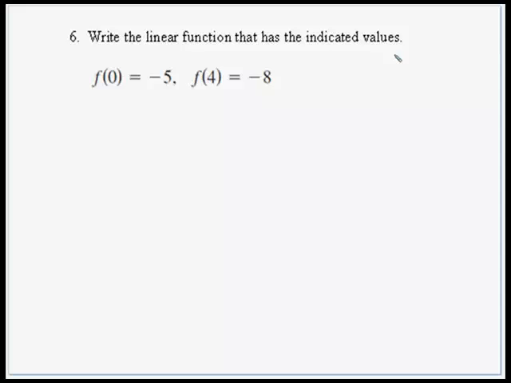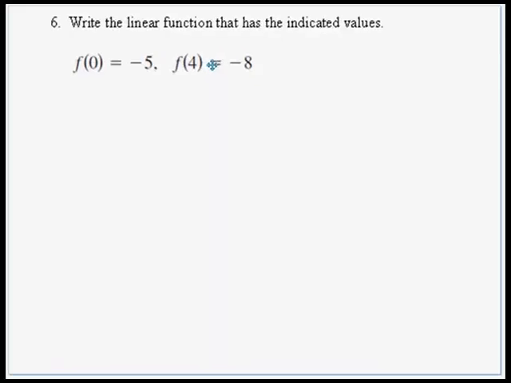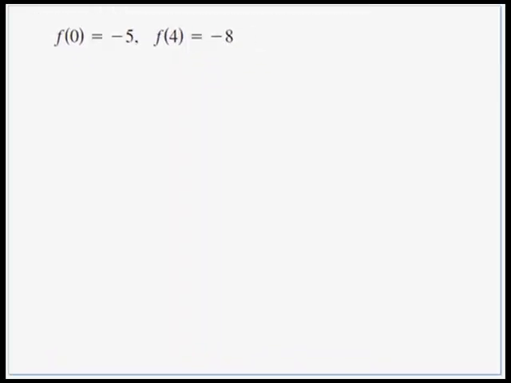Write the linear function that has these indicated values. Remember when I said in class, these are just a different way to write 2 points. So we need to just translate them from that function notation into something we're used to dealing with for writing linear equations. We plugged in a 0, out popped a negative 5, so one of our points is (0, negative 5). We put in a 4, out came a negative 8. So (4, negative 8) is another point of this equation.